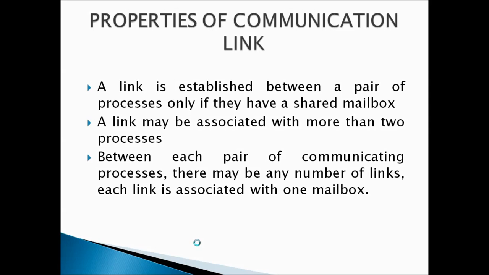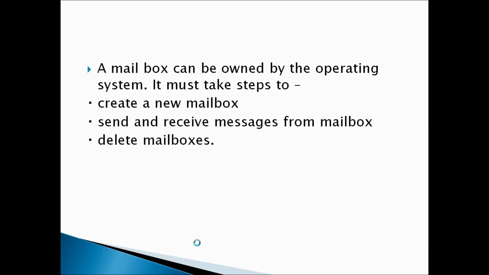Next, in direct communication, the communication links have some properties. In the same way, in indirect communication also we have some properties. So see here, a link is established between a pair of processes only if they have a shared mailbox. There also it is the same thing, the link is established between a pair of processes, but here the extra thing is that they have a shared mailbox. If they have that shared mailbox, they can establish it. And a link may be associated with more than two processes. Here there is no rule that only two processes should be there. In direct communication, only two processes were there, but here more than two processes can be there. Next, between each pair of communicating processes, there can be any number of links. In direct communication, there was only one link, but in indirect communication, there can be any number of links between the processes or a mailbox.